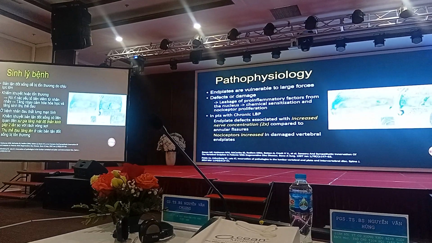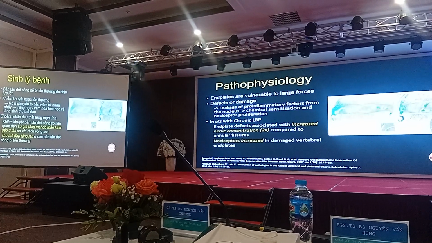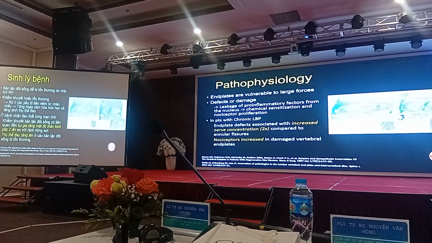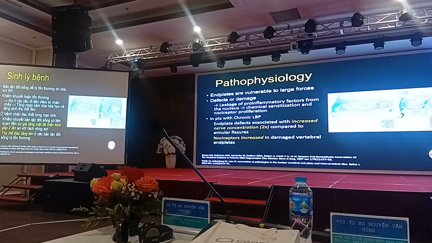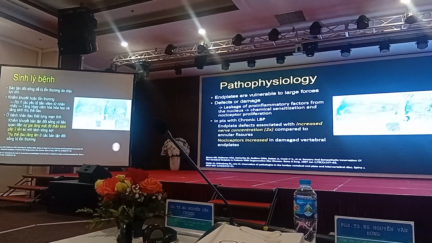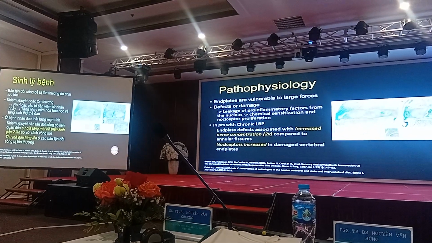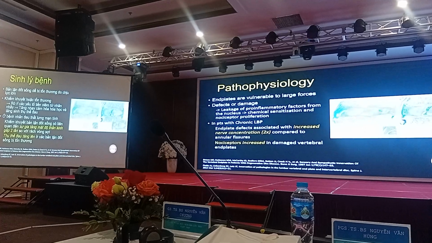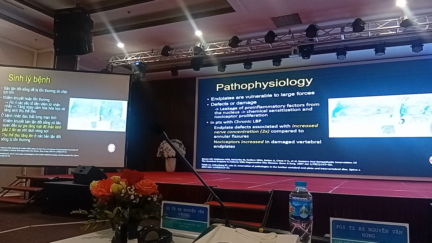So as Dr. Moss described, end plate damage occurs very, very early in the degenerative cascade. So end plates are vulnerable to those large forces. He showed how fractures of the end plate can occur. When those happen, we end up with defects or damage with subsequent leakage of pro-inflammatory factors from the nucleus, not just out towards the annulus where there may be some tearing or damage, but also into the vertebral end plate and the vertebrae where you can have chemical sensitization and then nociceptor proliferation.